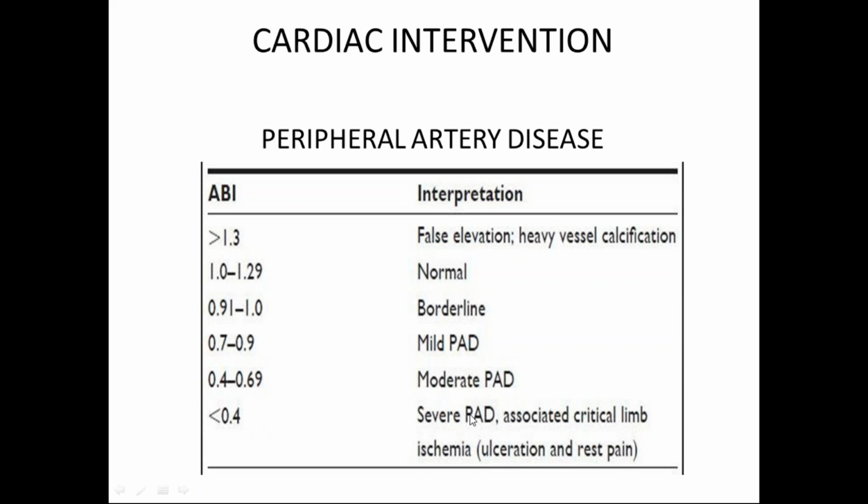And then severe PAD, which is associated with critical limb ischemia, ulceration, and rest pain, is below 0.4. So these patients are in misery because they have rest pain, they have ulceration. These patients need immediate attention. Also, your moderate PAD patients need urgent attention as well. So this is the range of your ABI and the type of disease that's associated with it.